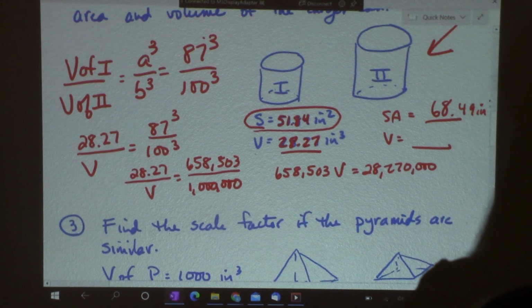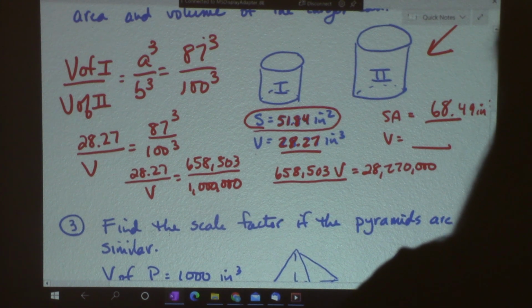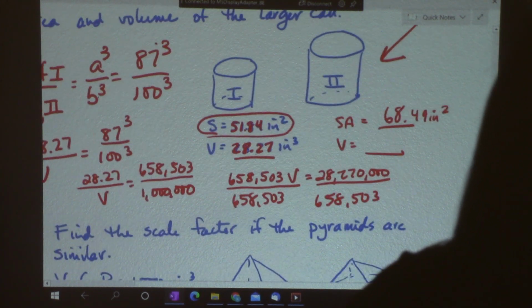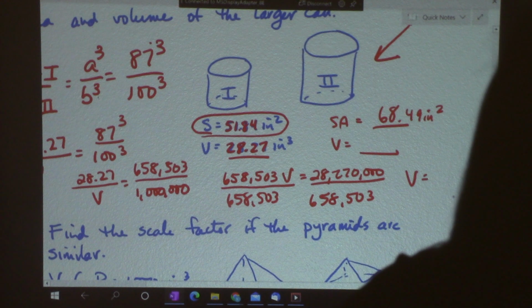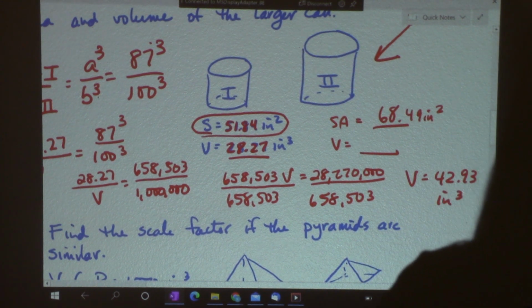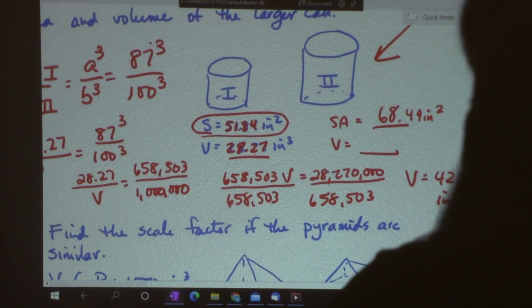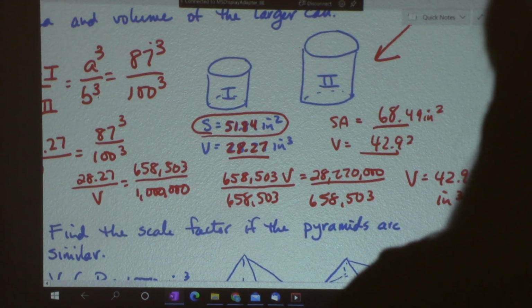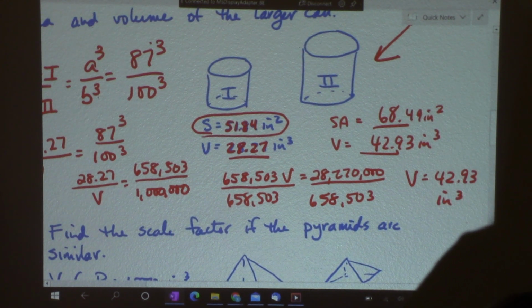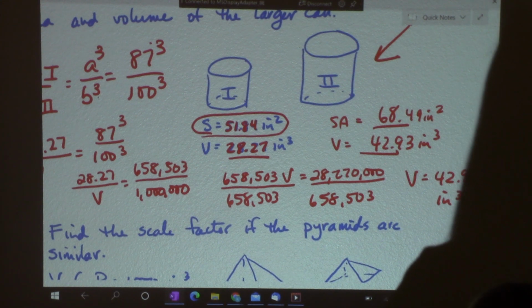I just always like to check my work, make sure it's correct. And I divide, and it all works out, so I get a volume of 42.93 inches cubed. Okay, so that's the answer. So I hope you see this is how we can use ratios, knowing that we square the surface area and cube the volume. We can use that to find whatever's missing that we need.